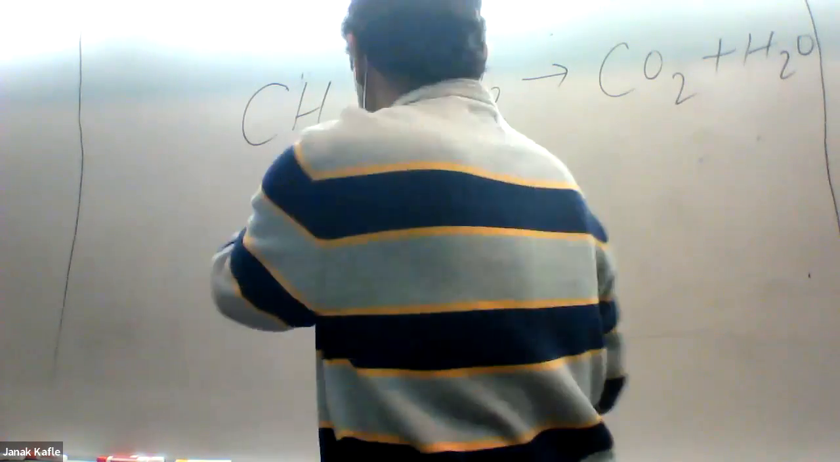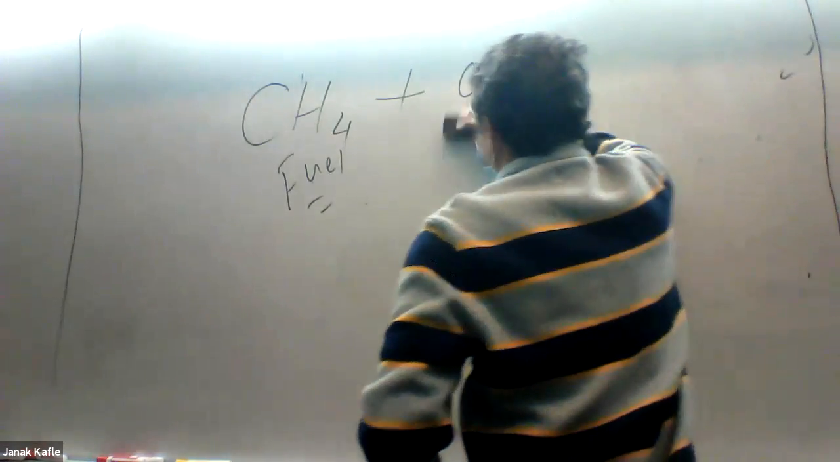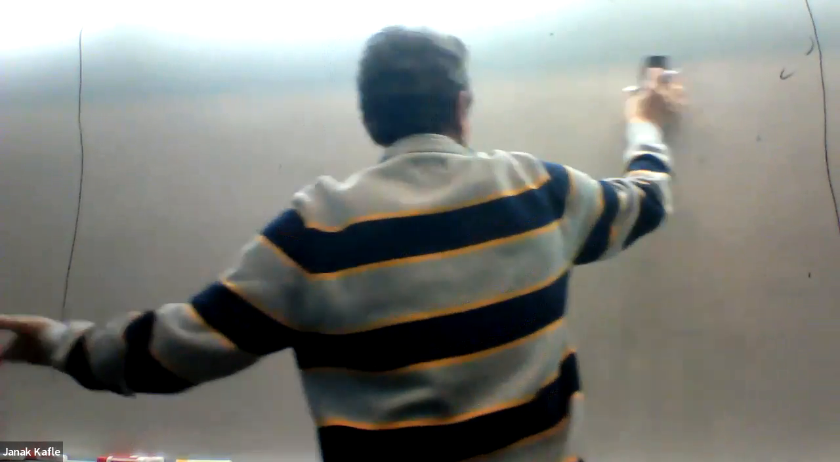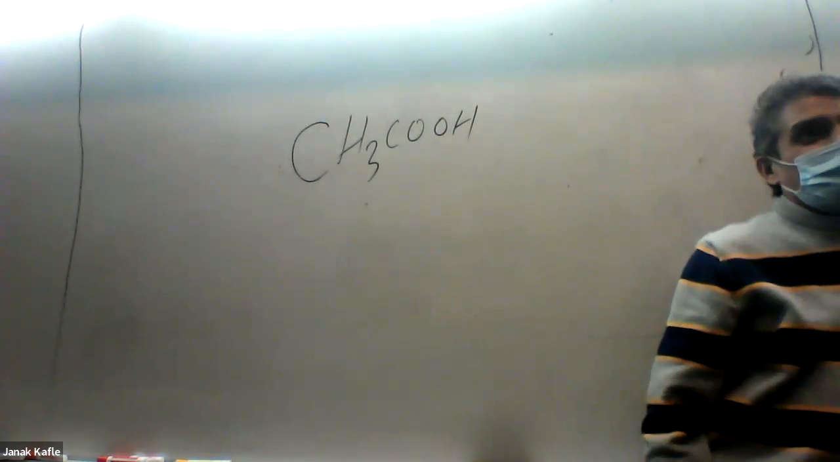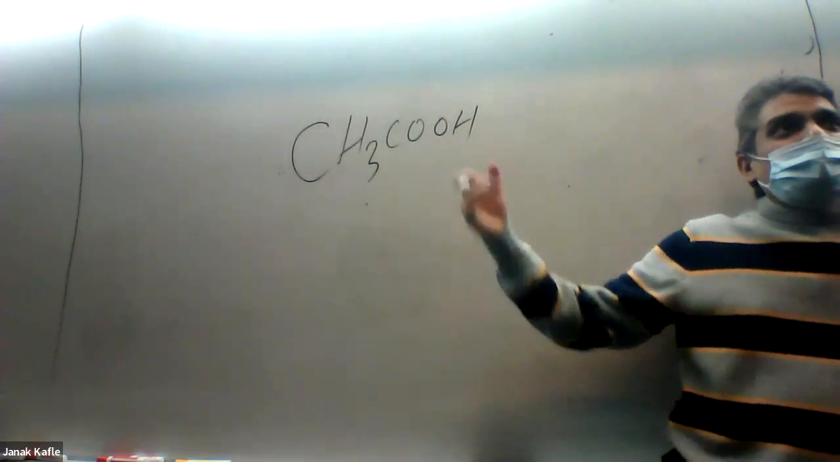Yeah. So this is an irreversible reaction, so we don't have to worry about the equilibrium here. Let's look at another reaction. This is CH3COOH, another compound called acetic acid. This is basically the lemon or the vinegar.